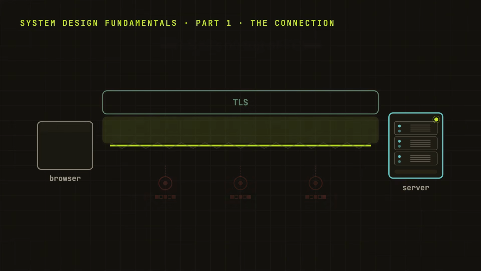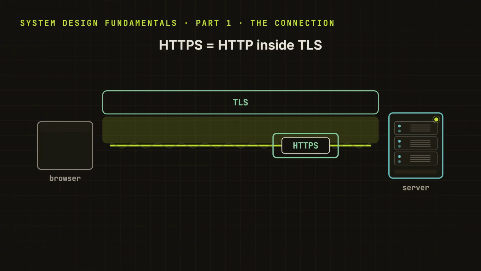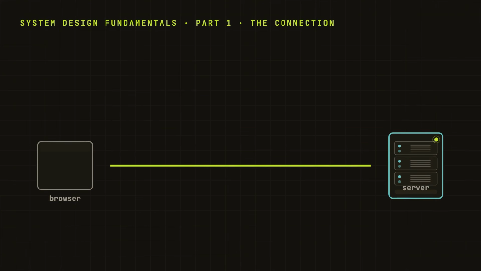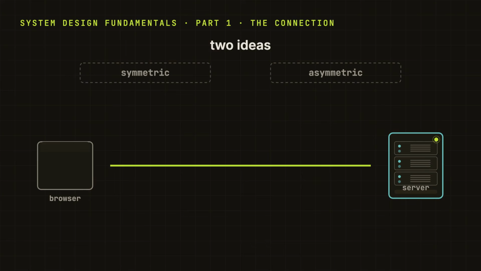And that is the job of TLS, Transport Layer Security. And by the way, that is the entire difference between HTTP and HTTPS. HTTPS is just HTTP running inside TLS. The S is the security. Now, how does TLS actually make it secure? There are two ideas here and both come up in interviews.